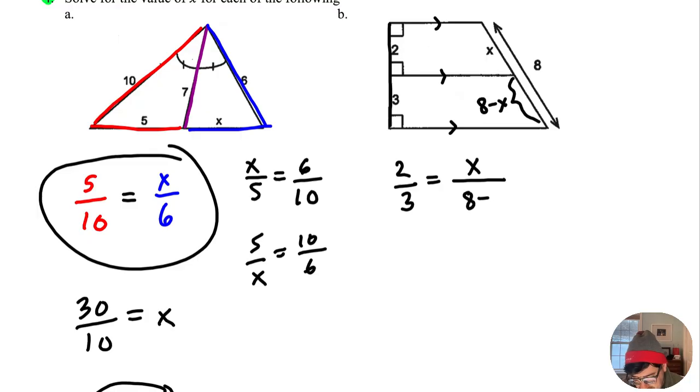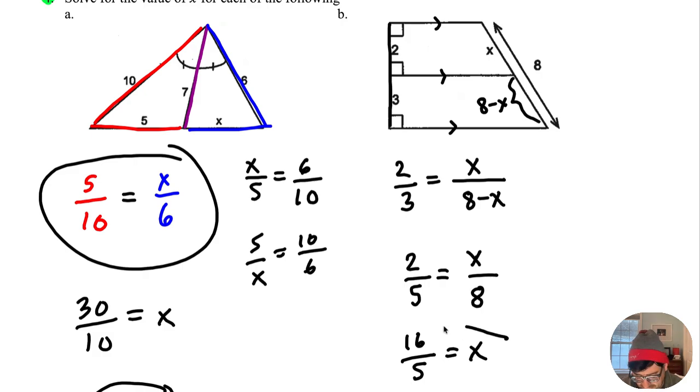So I could set it up this way and try to solve it. What else could I do? I could say on the left, 2 to 5, for example, is equivalent to x to 8. And that's actually a lot easier to solve in this case, but we'll solve both just for fun. So let's do the bottom one first. If I multiply both sides by 8, I get 16 over 5. And on the right, x divided by 8 times 8 is just x, and that's our answer for x.